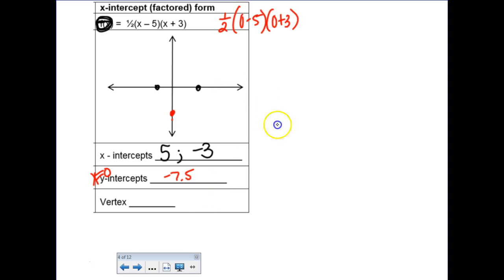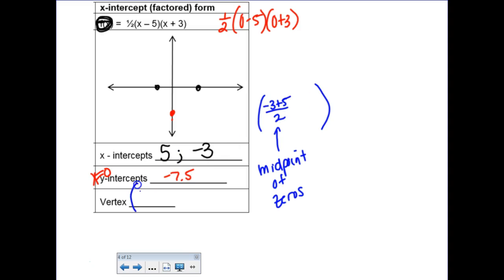So what you need to do for the x-coordinate of the vertex is find the midpoint of your zeros. So for us, the midpoint of negative 3 and 5 would be 1, wouldn't it? So I know here at x equals 1, my vertex is somewhere along this line.